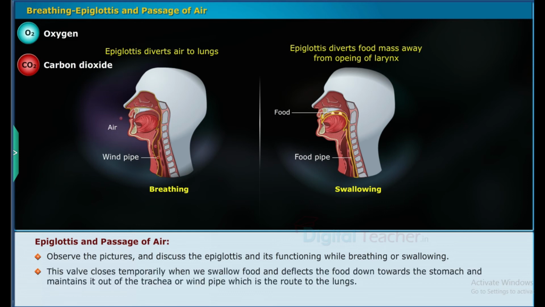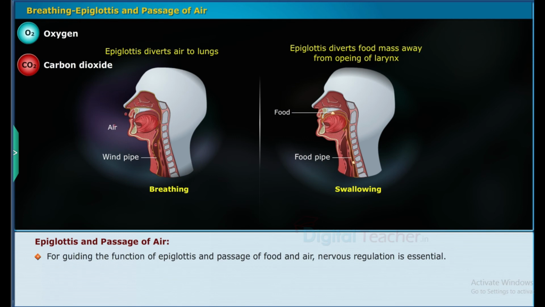This valve closes temporarily when we swallow food and deflects the food down towards the stomach, keeping it out of the trachea or windpipe, which is the route to the lungs. When we breathe air, the epiglottis opens more widely and air enters the lungs. For guiding the function of the epiglottis and the passage of food and air, nervous regulation is essential.